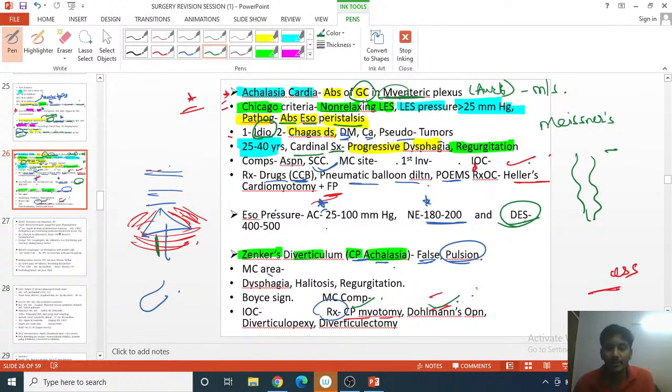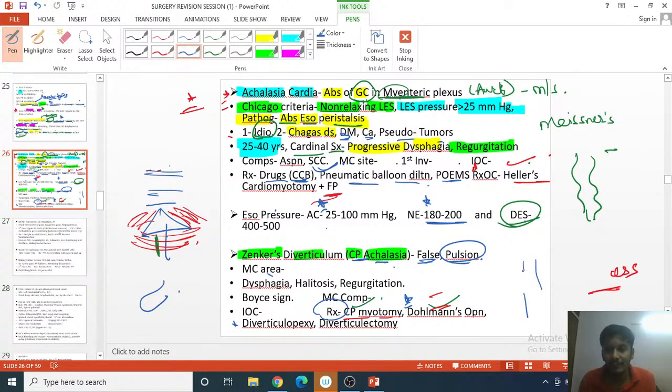Second is Dohleman's operation. What is Dohleman's operation? So Dohleman's operation में, so this is your outpouching. Okay, what you do is, ये तुम्हारी outpouching है, so you take the outpouching along with the esophagus and just staple it. Okay, so you staple it along with it. So that is known as Dohleman's operation. So linear stapler for the outpouching with the esophagus is known as your Dohleman's operation. Please remember. Then next is your diverticulopexy.